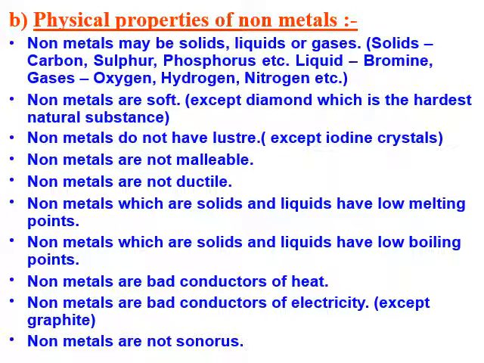Non-metals are non-malleable. Non-metals are non-ductile. They cannot be stretched into wire. Non-metals which are solids and liquids have low melting points. They have low boiling points also. Non-metals are bad conductors of heat. Non-metals are bad conductors of electricity. The exception is graphite. And non-metals are non-sonorous.